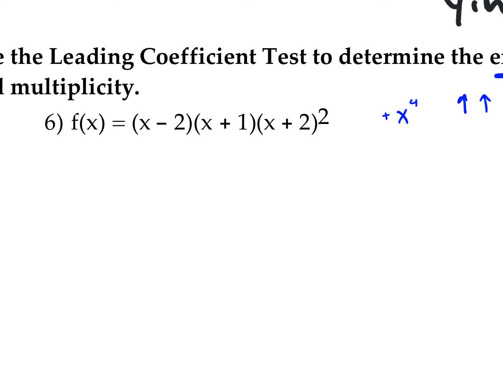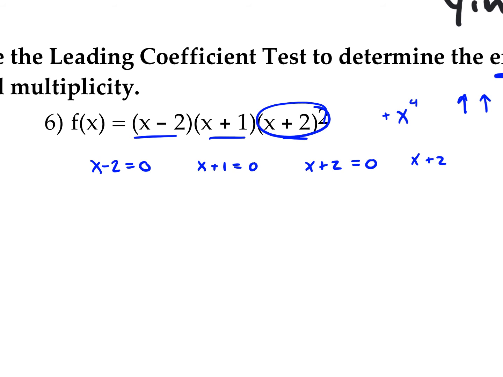To find my zeros, I could just set each piece equal to 0. So x minus 2 is equal to 0. x plus 1 is equal to 0. x plus 2 is equal to 0. And technically this here is 2x plus 2, so x plus 2 is equal to 0 again. Because it's squared, I have 2 of them. So I get x is equal to 2, x is equal to negative 1, x is equal to negative 2, and x is equal to negative 2.